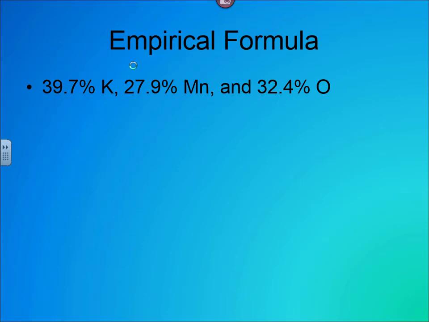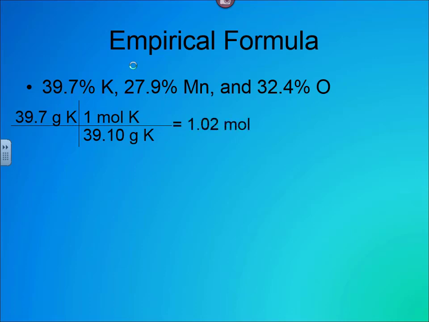Next one, find the problem that has potassium, manganese, and oxygen. We're going to do this one the same way. The only difference is that it has 3 parts instead of 2. Step 1, change the percent to grams. We'll do potassium first. Step 2, change the grams to moles. Look up the mass for potassium, 39.10. And divide those 2 numbers.